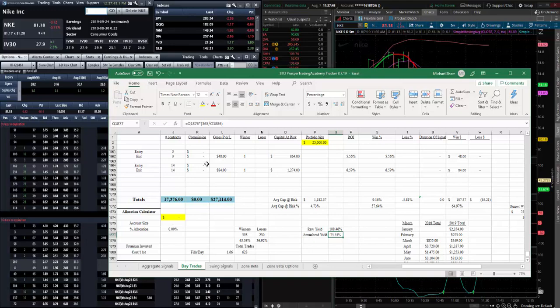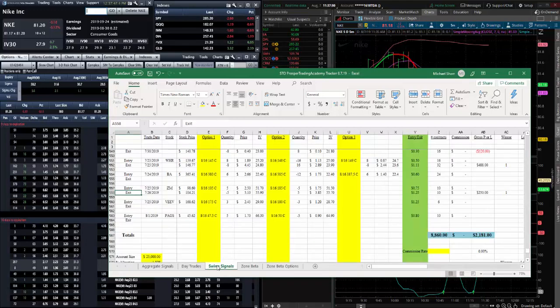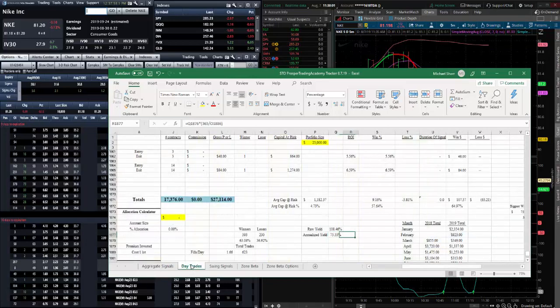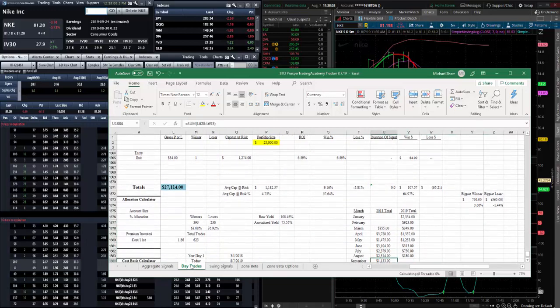So you're going to see the same thing over in the swing signals. Nothing's different other than maybe implied volatility means a little bit more. The dates are going to be different. And then, go back to day trades. And then I do break this out by months.